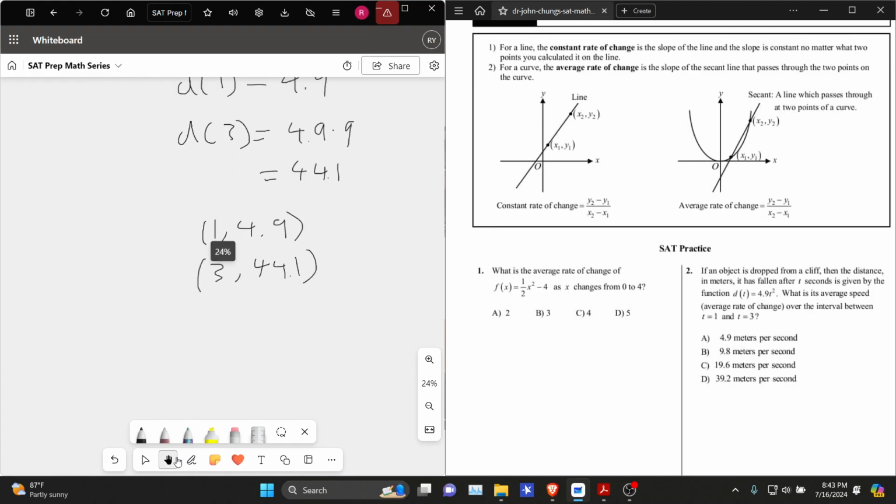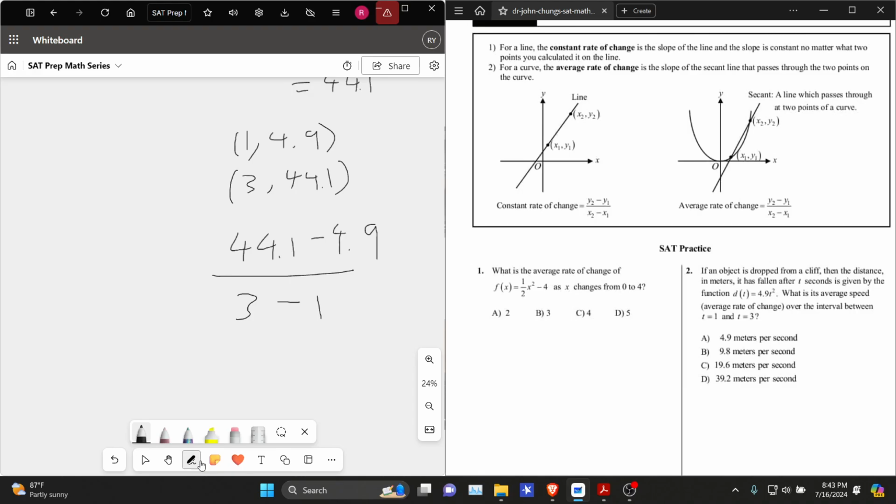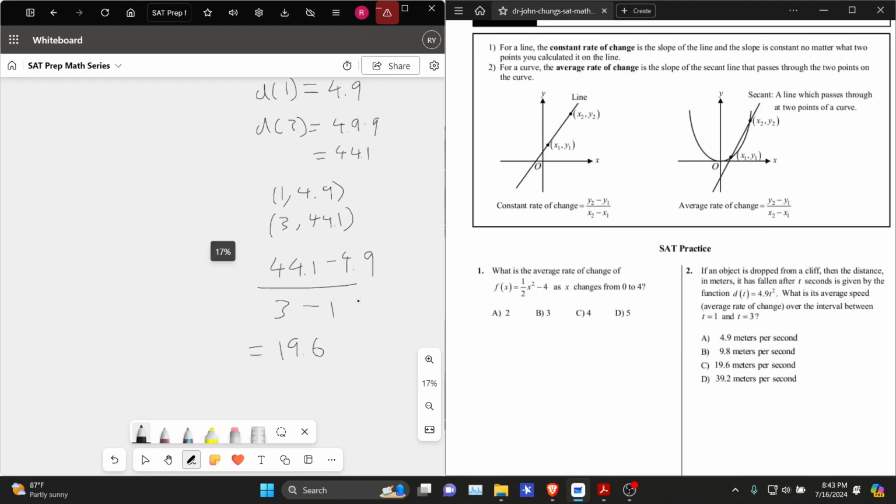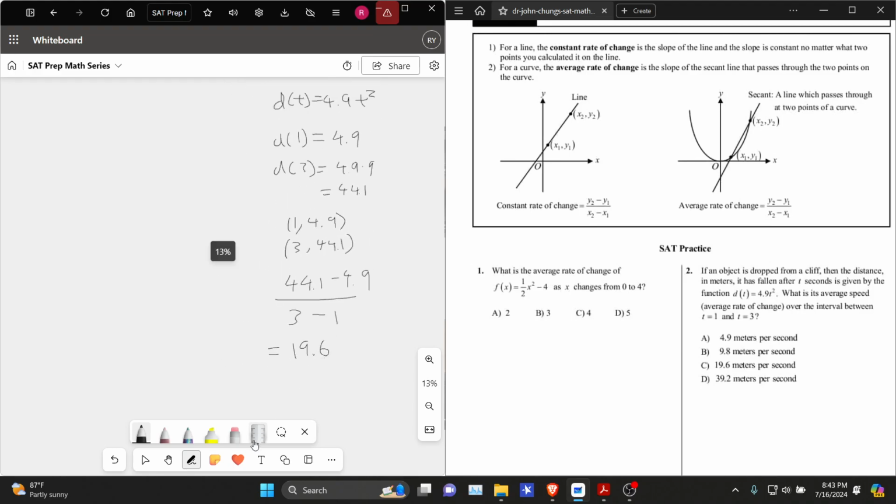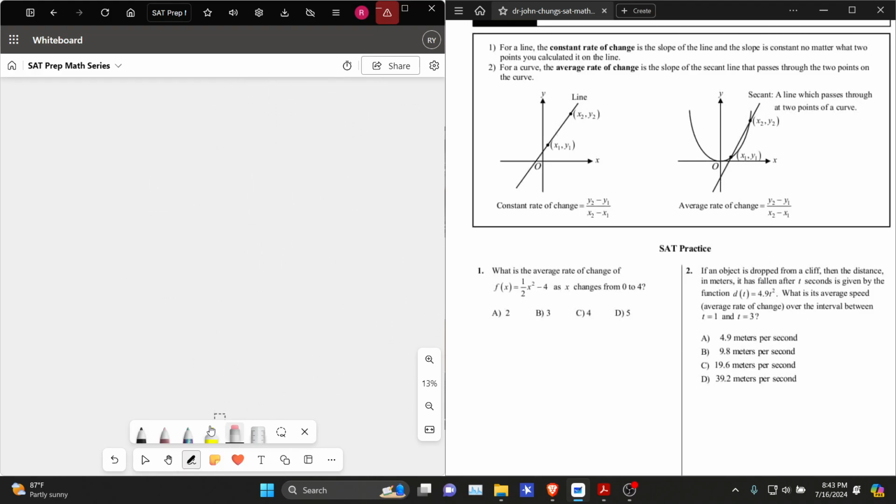And then what we do with these 2 points is plug them into the slope formula, and we get something like this. Then this simplifies to 19.6 when you plug that into your calculator. 19.6. Okay, good. Let's move on to the next question.